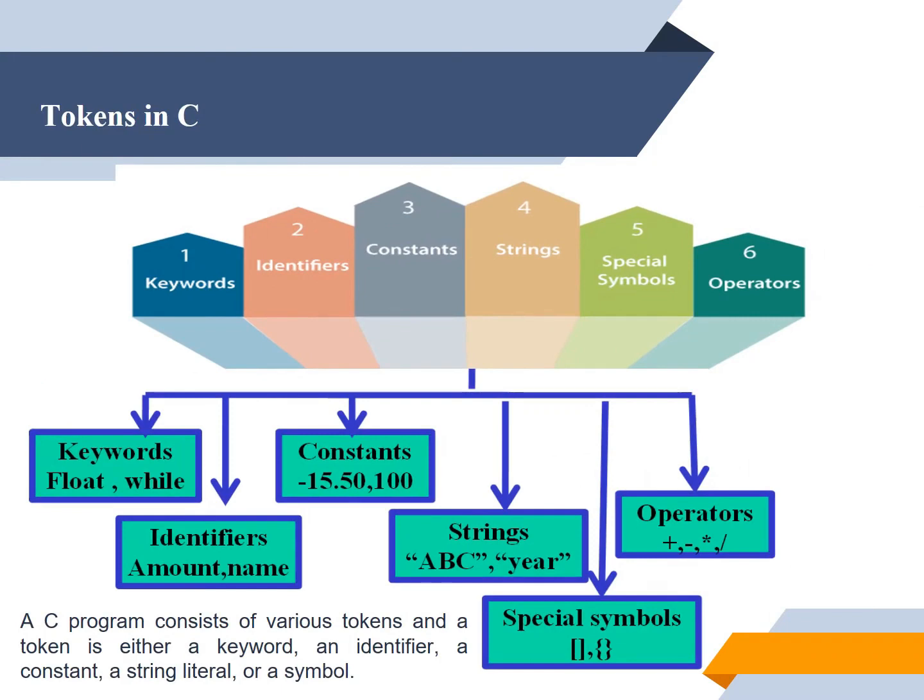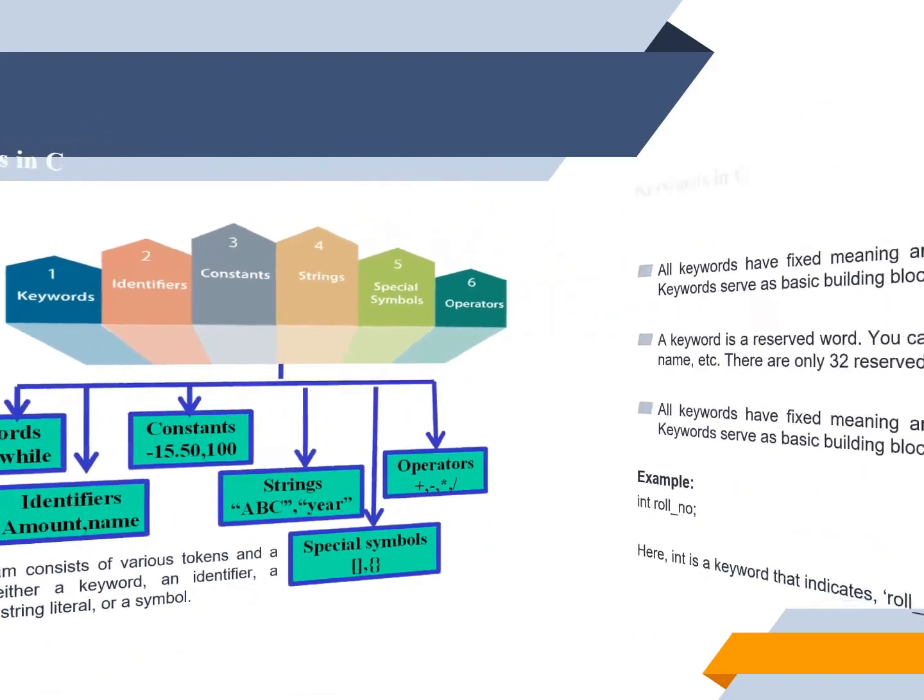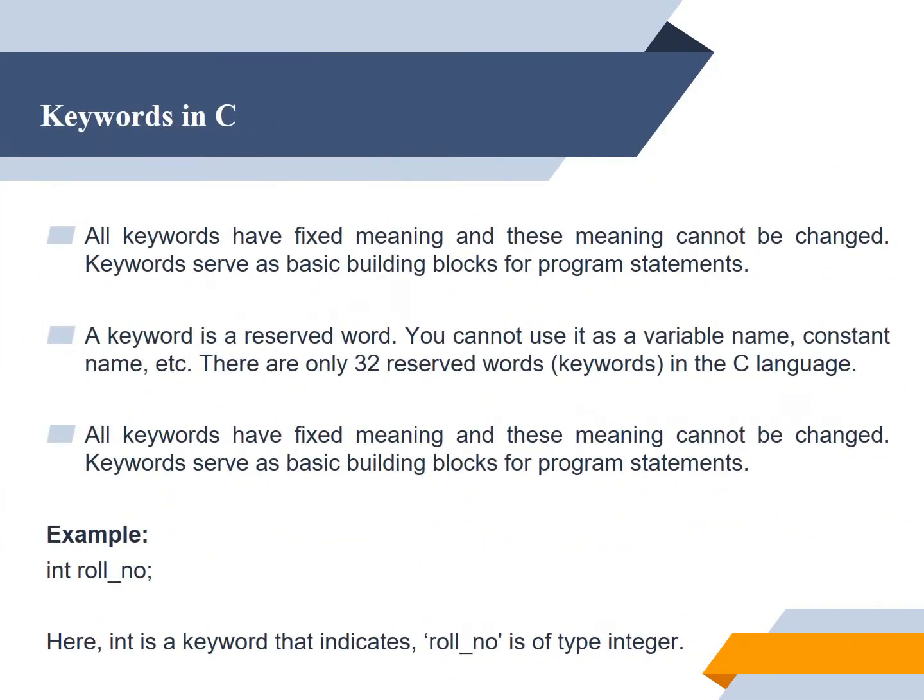Now the various tokens which are available in C are six in number: keywords, identifiers, constants, strings, special symbols and operators. So C supports all these tokens, and all these tokens are to be used purposely. How, we will see one by one. Keywords are reserved words which are used for a specific purpose only. They have some meaning that cannot be changed. Wherever we use them, they render the meaning of that particular keyword.